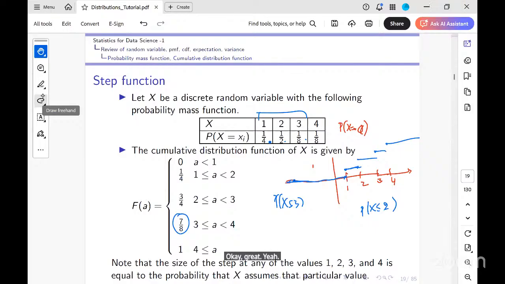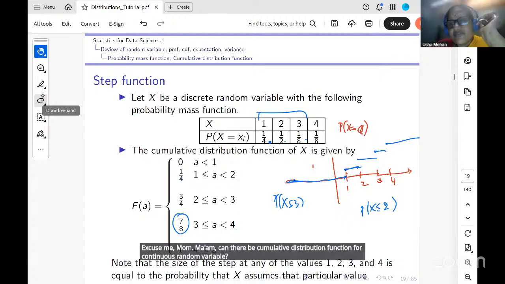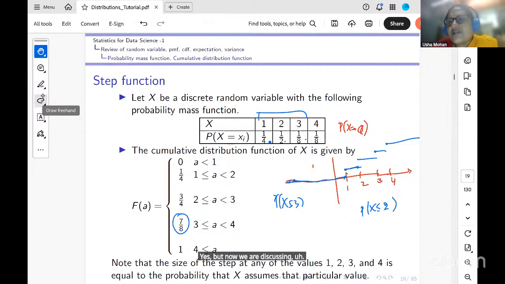Ma'am, can there be a cumulative distribution function for a continuous random variable? Yes, but now we are discussing discrete. I'll come to that when we are discussing continuous.